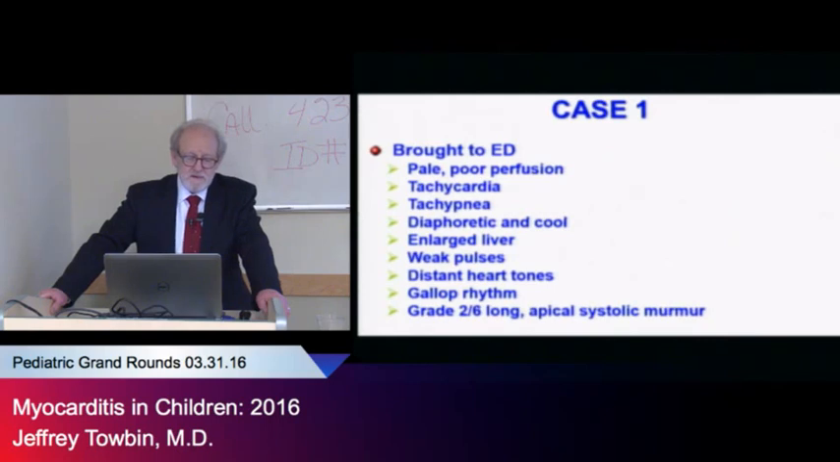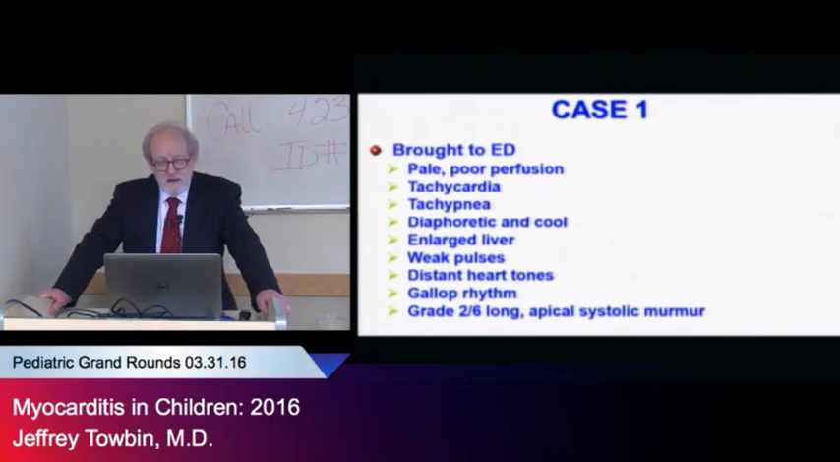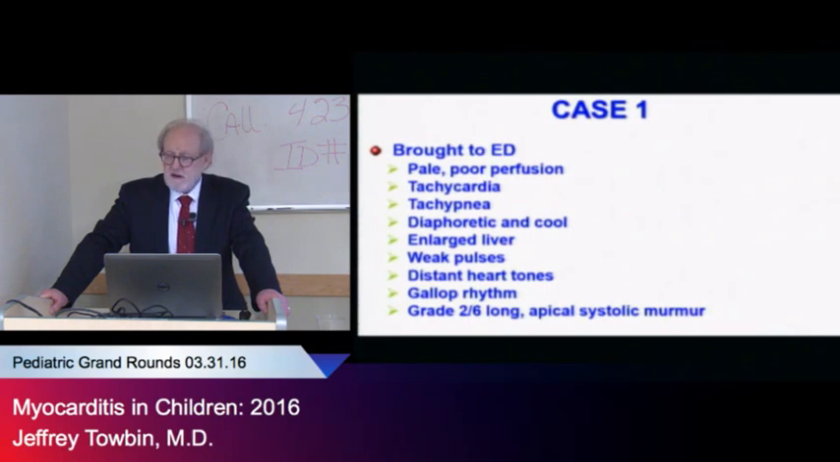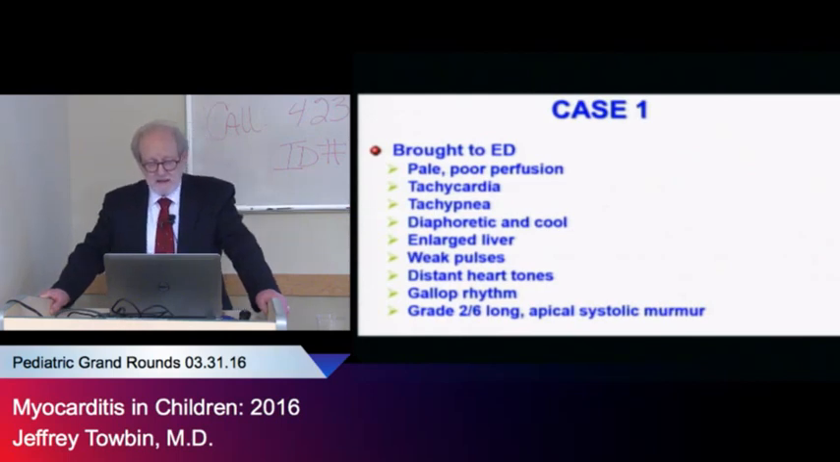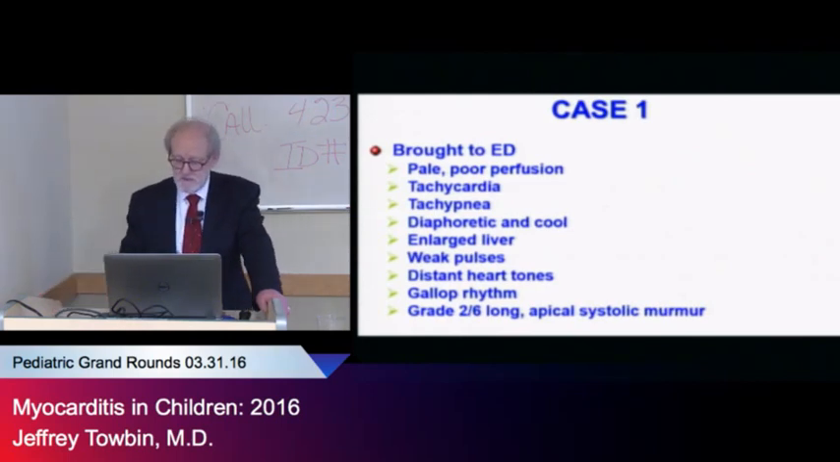So brought to the emergency department, on exam, child was pale, had poor perfusion, tachycardia and tachypnea, was diaphoretic and cool, had a big liver, weak pulses, and distant heart tones. On cardiovascular exam, had a gallop rhythm and a grade 2 apical systolic long murmur consistent with mitral regurgitation.